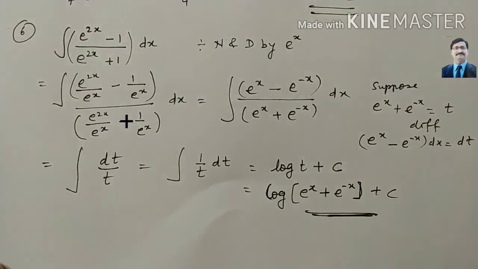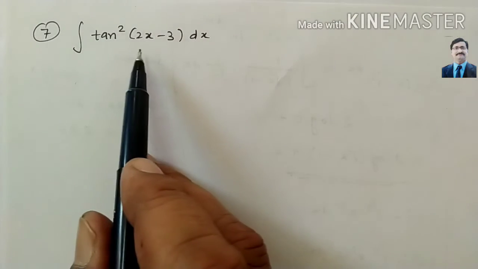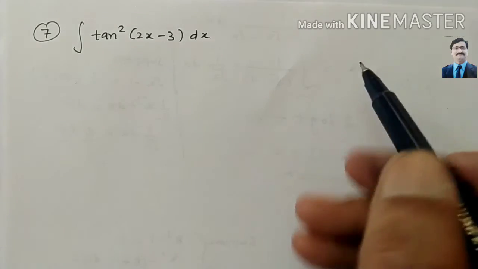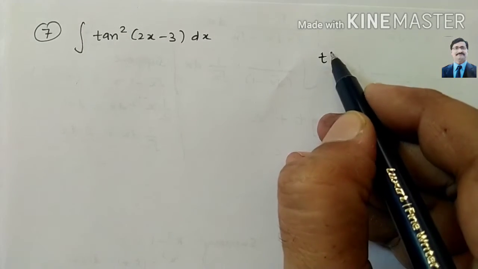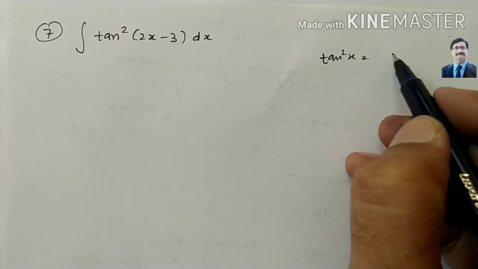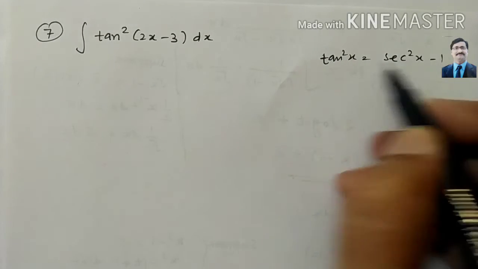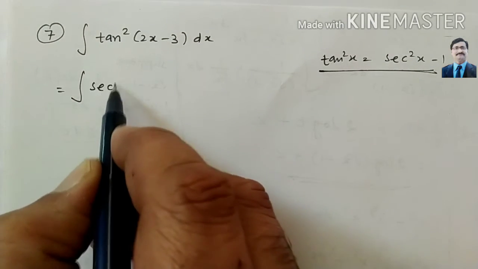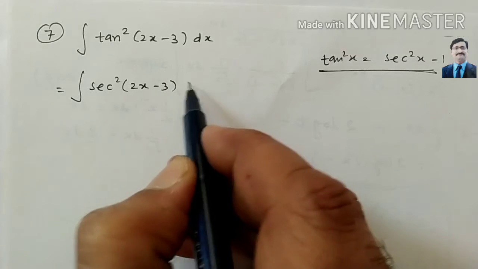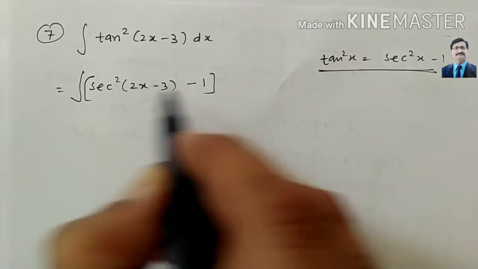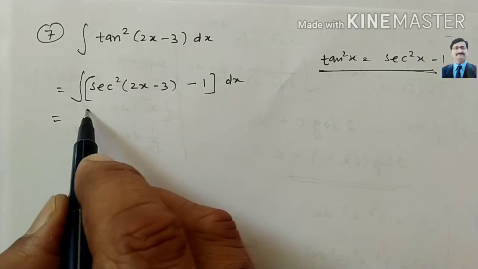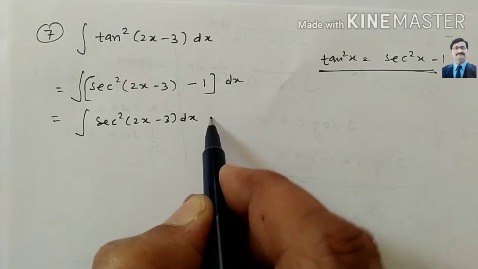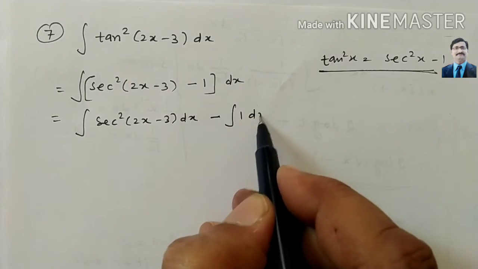This is our answer. Integral of tan square (2x minus 3) dx, this we have to do, and I already told you that if you have tan square x, we have to write sec square x minus 1. So this we can write as sec square (2x minus 3) minus 1, dx. Now we can separate them: sec square (2x minus 3) dx and minus 1 dx.